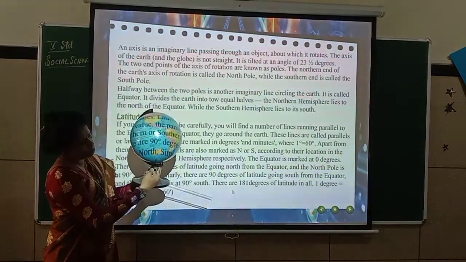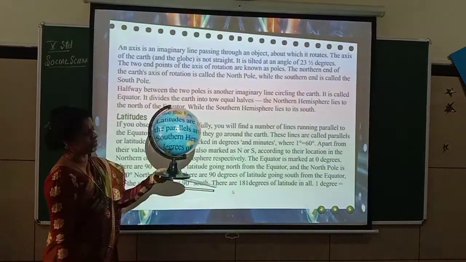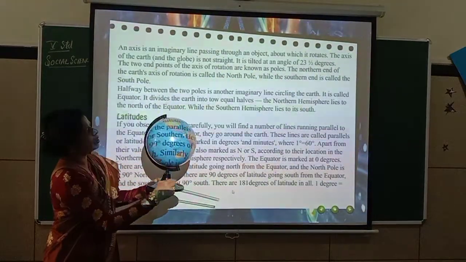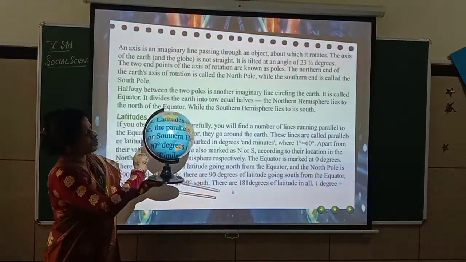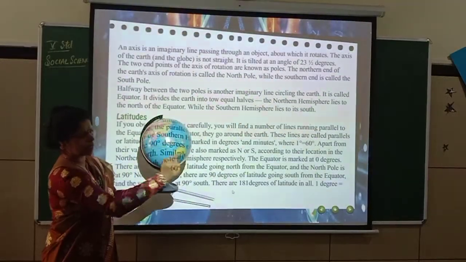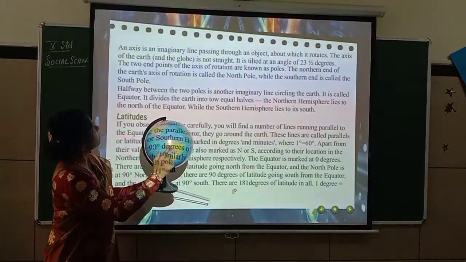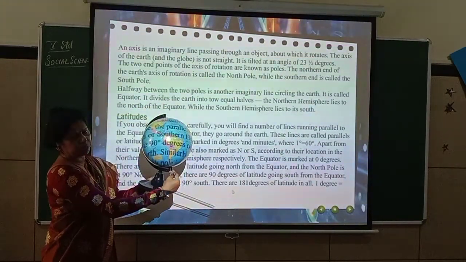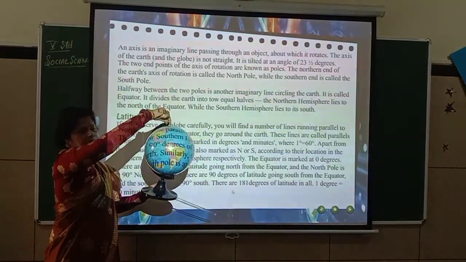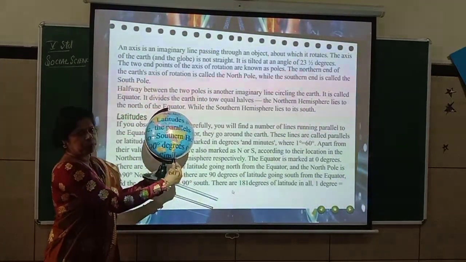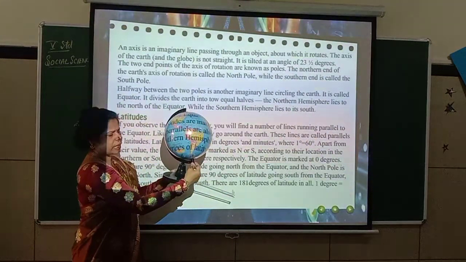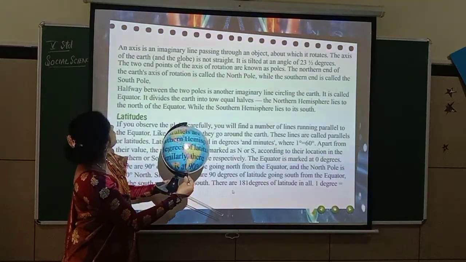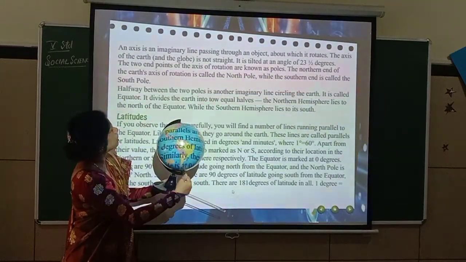So, from North Pole to South Pole, this line is not straight. You can see it is not straight. It is just tilted. How much? 23.5 degrees, and on the axis only this earth will be rotating like this. So what happens? The two end points of the axis of rotation: this is one end point and this is one more end point. The end point which is facing upwards is called the North Pole, and the end point which is facing down is the South Pole. So North Pole as well as South Pole.